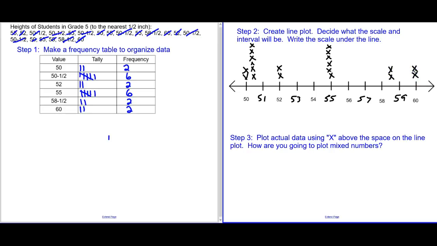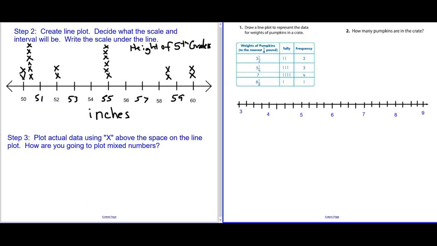Okay, so we need a title here. So our title would be Height of 5th graders. Sorry, it's sloppy, guys. And then down here for our scale, our heights are in inches. So that tells us what all of those numbers mean. Okay, so there we have our line plot using fractions and placing those fractions at the appropriate places. Even if there's not a hash there, putting them in between whole numbers is okay also.